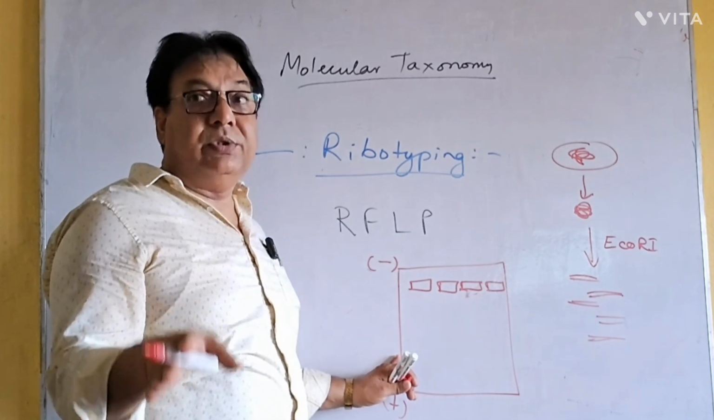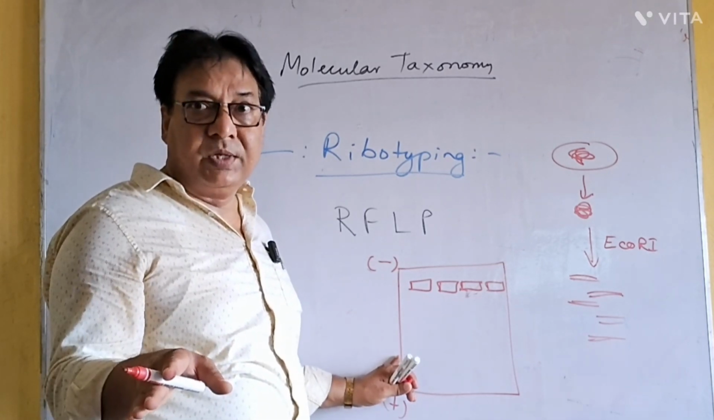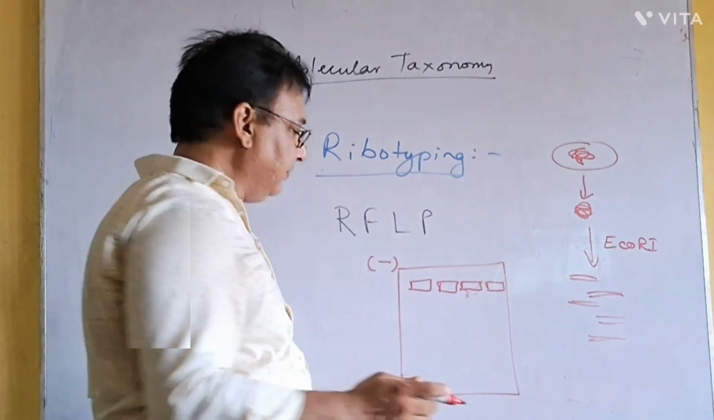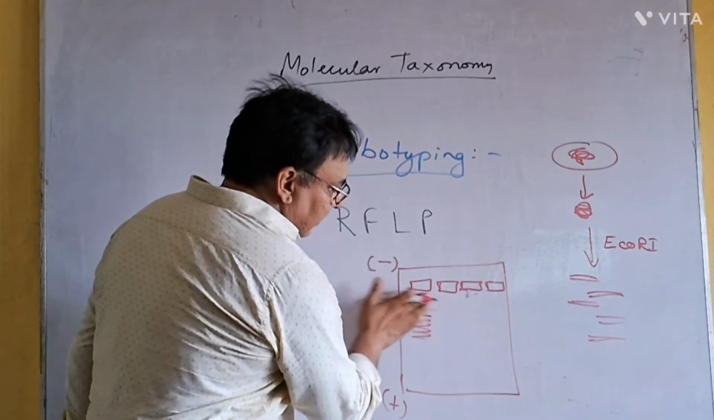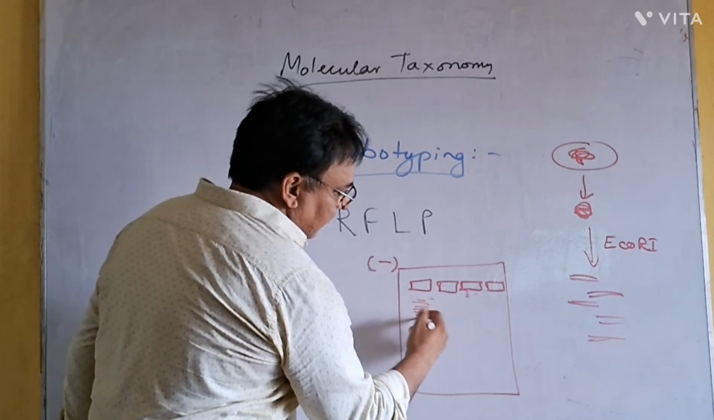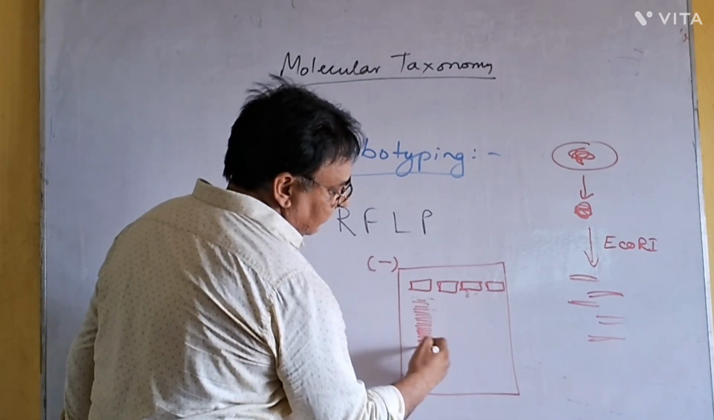So this is called agarose gel electrophoresis. When you do electrophoresis, what will happen? These bands will get separated. Ora erokom bhabe ekhane khub closely they will get separated like this, because this is whole genome.